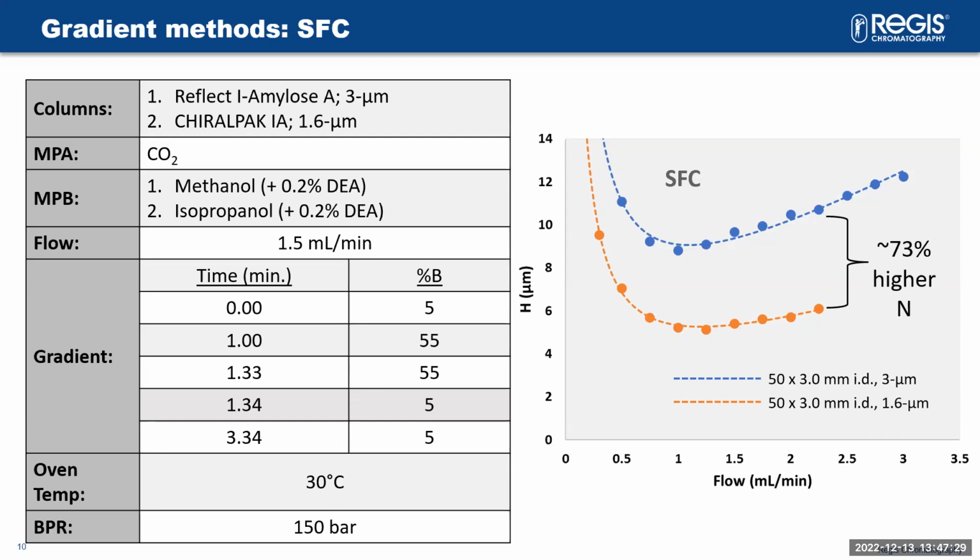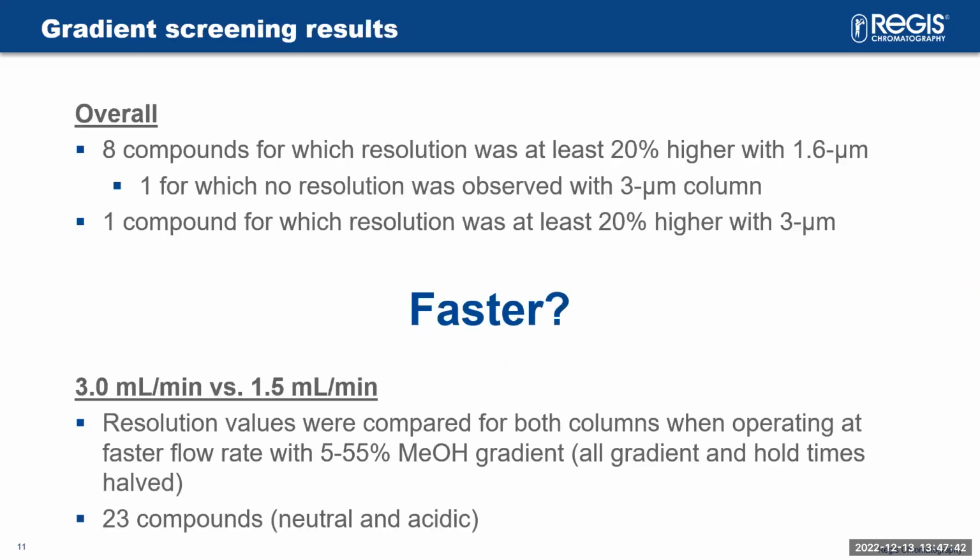So our initial gradient screening runs were 5 to 55% alcohol. Again, we were using methanol or IPA, and we were using 1 minute gradients at 1.5 mils per minute. So overall, there were 8 compounds that had at least 20% higher resolution with that 1.6 micron column than they did for the 3 micron column. And there was 1 compound that had 20% better resolution on the larger particle size. This is actually a lot more in line with what we might be expecting in this particle size comparison.